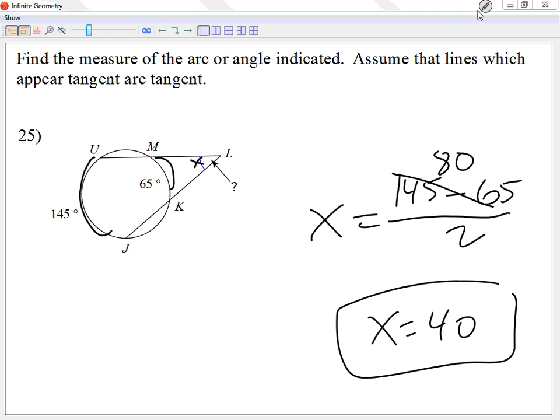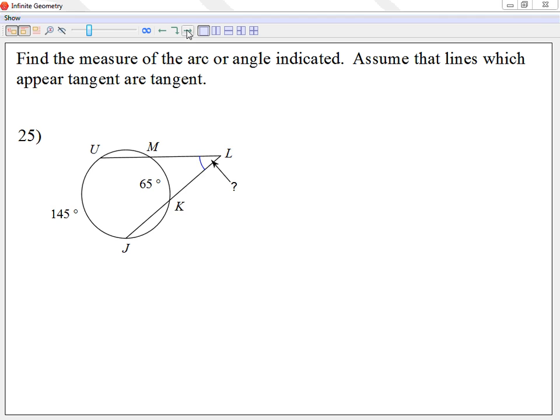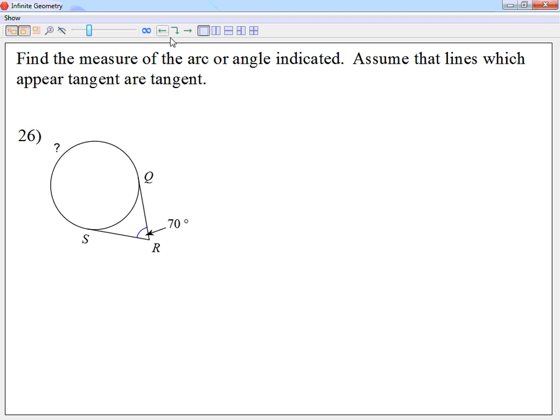All right. Looking at number 26. This big arc is x. I need to know the two arcs. So this little one, I'm going to call it 360 minus x. That's how big the little one is. So I'm always going to start with the angle, the corner. In this case, 70. And it's going to be equal to a fraction. Remember, order matters. I'm always going to start with the biggest one.